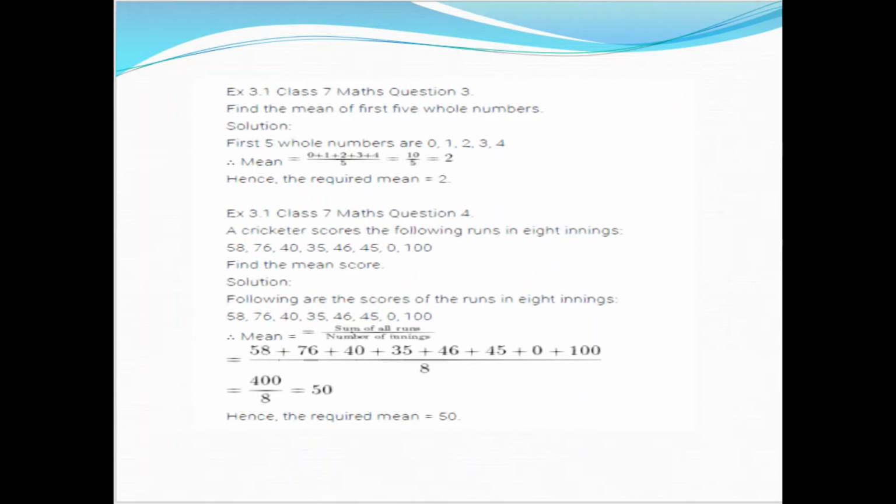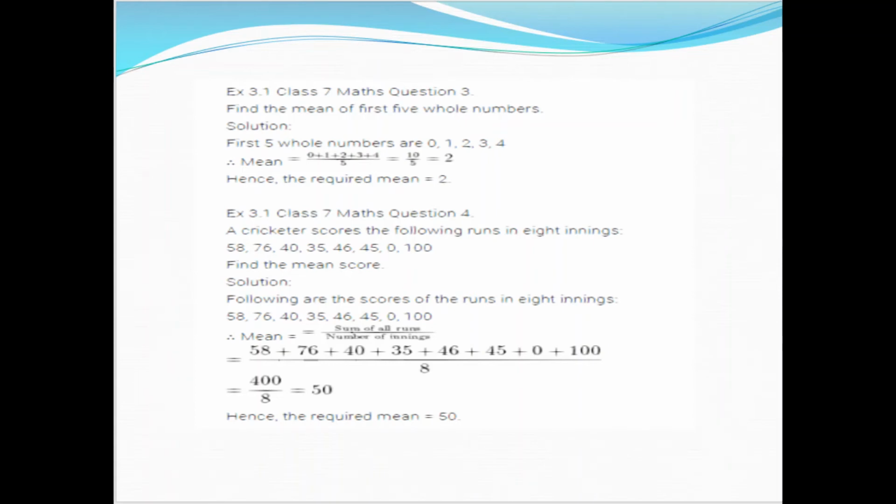In question number 4, a cricketer scores the following runs in 8 innings. We have been given the data 58, 76, 40, 35, 46, 45, 0 and 100. We have to find the mean score. Mean is again the sum of all the runs divided by the number of innings, meaning the sum of all the observations divided by the total number of observations. Whatever is given, we will write 58 plus 76 plus 40 plus 35 plus 46 plus 45 plus 0 plus 100 divided by 8. So this is 400 by 8 equal to 50. The required mean is 50.